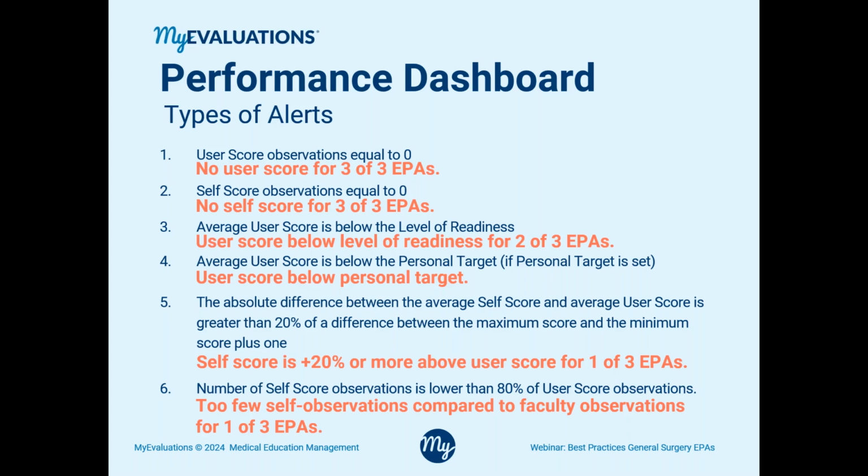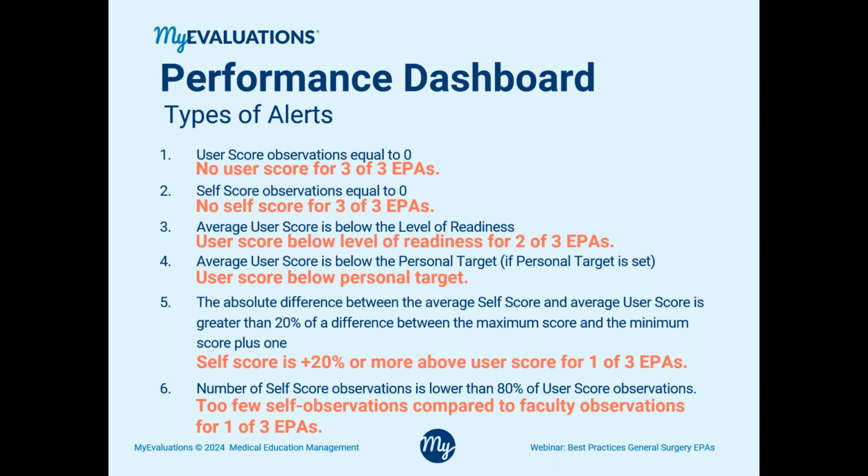If the average user score is below the level of readiness, that's the benchmark where we expect them to be, it'll give you a warning that the user score is below the level of readiness for a certain number of EPAs. If the average score is below the personal target, you're able to set personal targets for residents, it will tell you that the user score is below the personal target. We have then some more logical tools to help you make improvements in the resident.